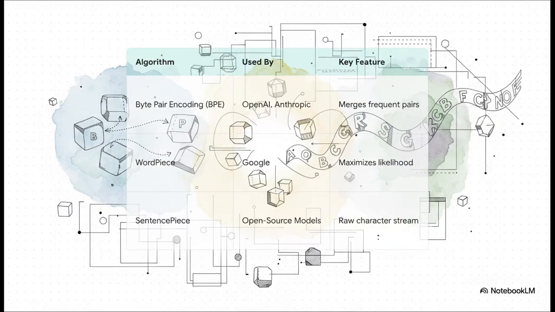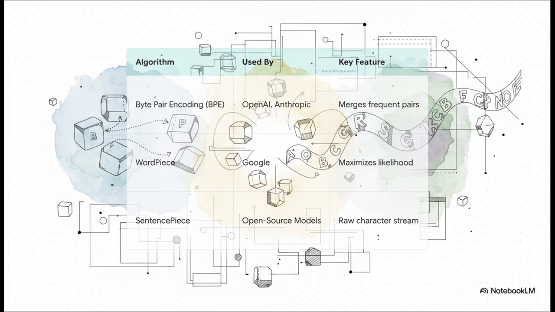Then you have the algorithms themselves. As you can see, the big players don't all use the same method. OpenAI and Anthropic tend to use something called Byte-Pair Encoding. Google uses WordPiece. A lot of open source models use SentencePiece. They're all trying to do the same thing, chop up text efficiently.